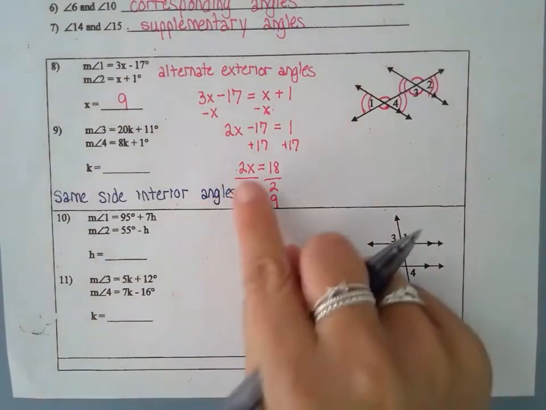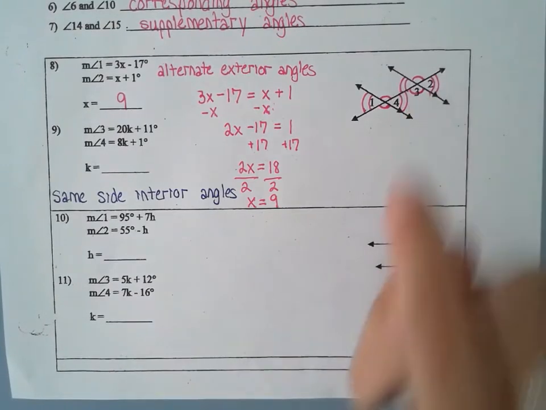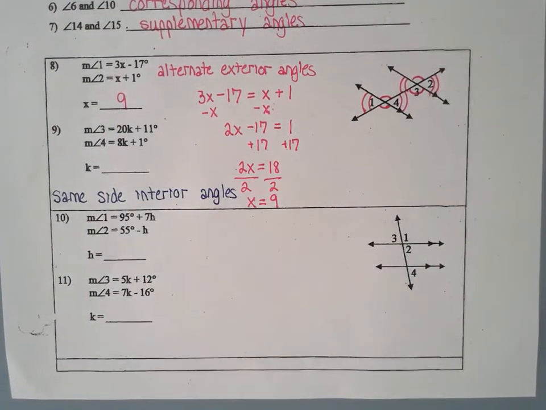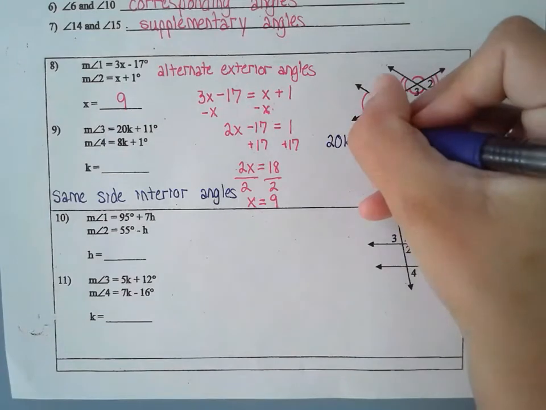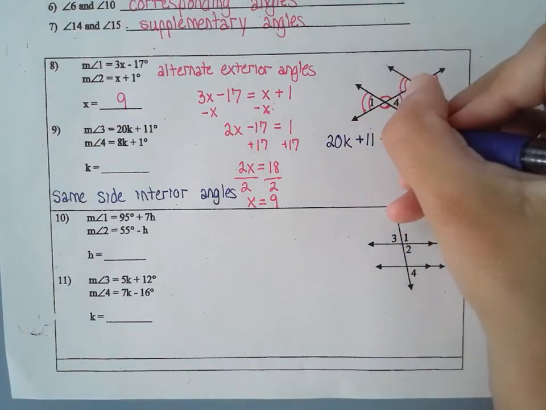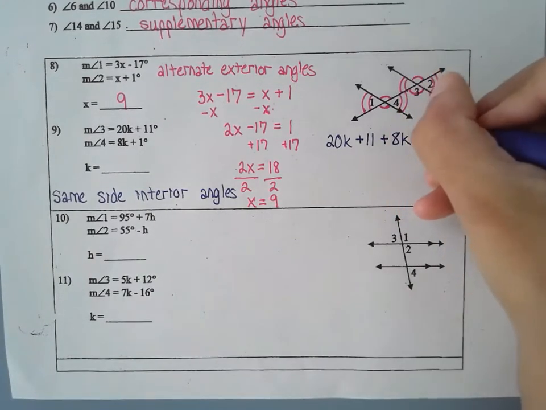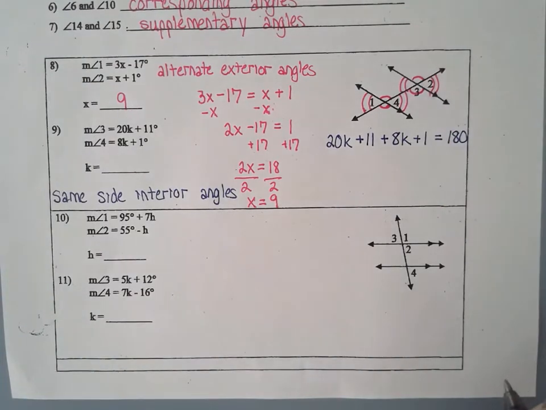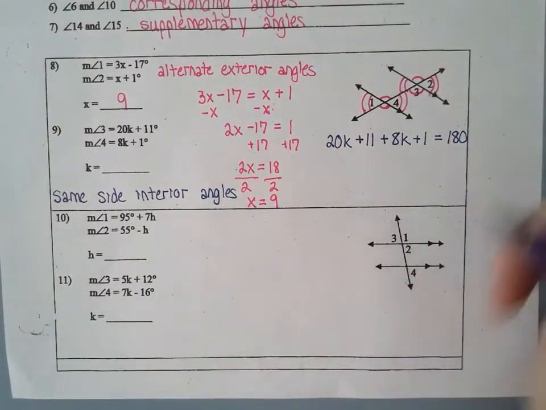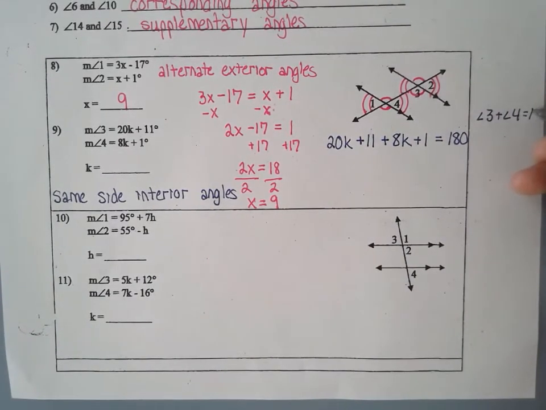Since these are same side interior angles, that means that angle 3 and angle 4, when added together, will equal 180 degrees. So to solve this problem, I'm going to take angle 3, which is 20k plus 11, and add angle 4, which is 8k plus 1. Then set it equal to 180 degrees. And that's because angle 3 plus angle 4 equals 180.